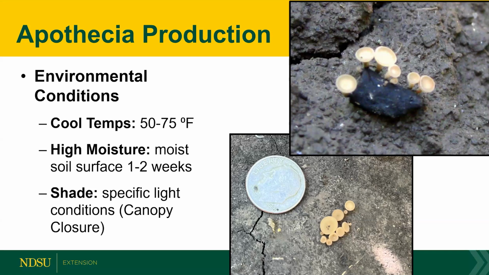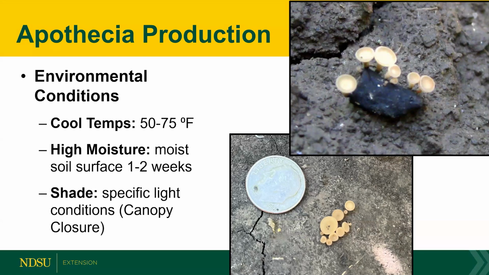Now, these apothecia do not form just willy-nilly. They do require very specific environmental conditions. Some of that being cooler temperatures, especially on that soil surface, between 50 and 75, usually 50 to 65 are conducive, but we can get away with some warmer conditions. We also need very high moisture. So this does not mean flooding. What this means is consistent soil surface moisture. So if we're getting dew, if we're getting some light rainfalls consistently over a period of 1 to 2 weeks, these apothecia can start to form.